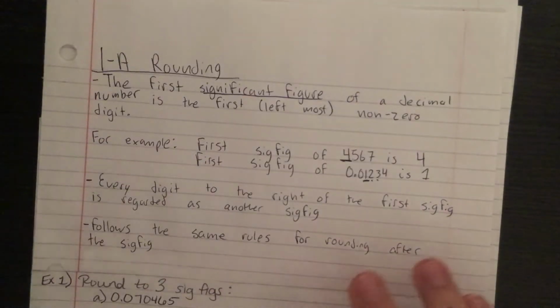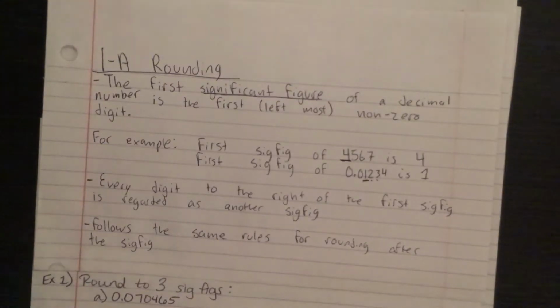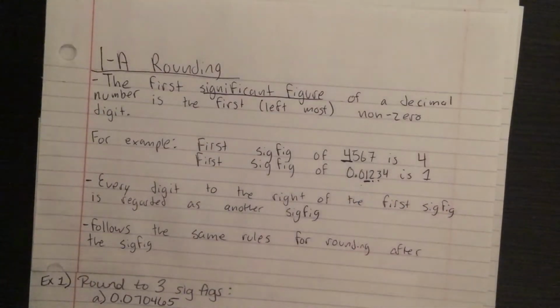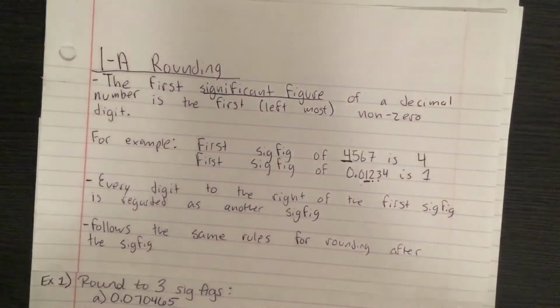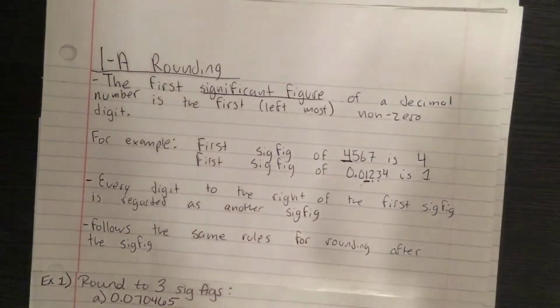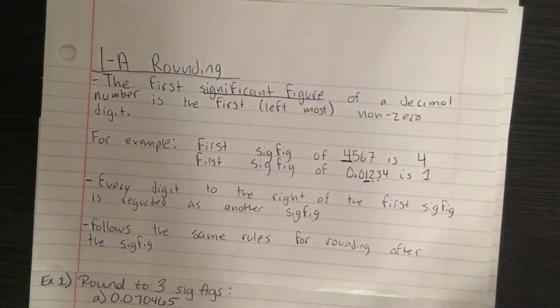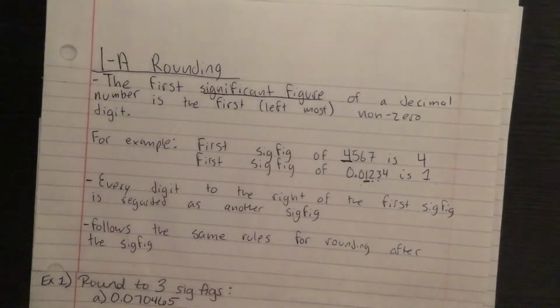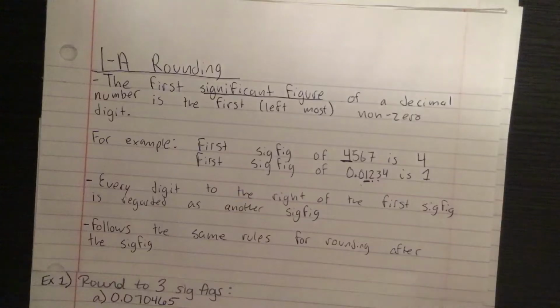And so when we're talking about sig figs, every digit to the right of the first sig fig is regarded as another sig fig, just like we were talking about: first, second, third, fourth. The rules for rounding sig figs are always the same. When you round a sig fig, you look at the number directly after. If it is 5 or greater, you'll round up. If it is 4 or lower, you will keep it where it is.